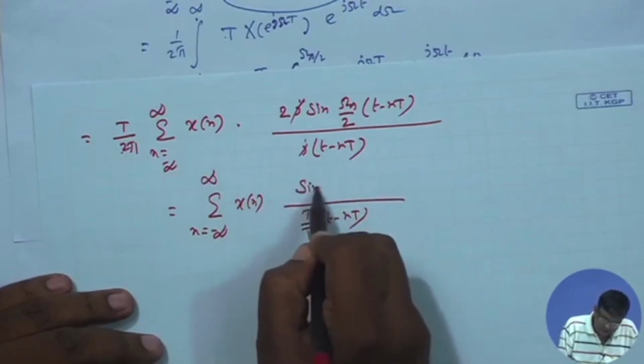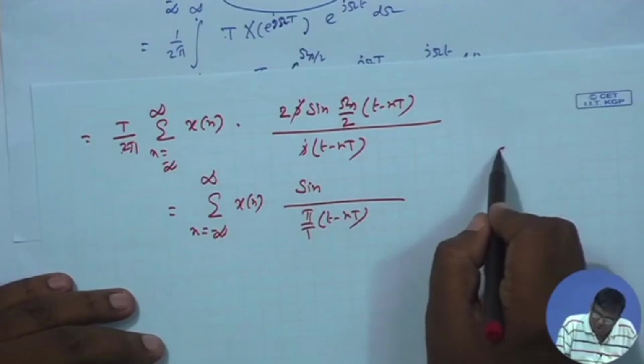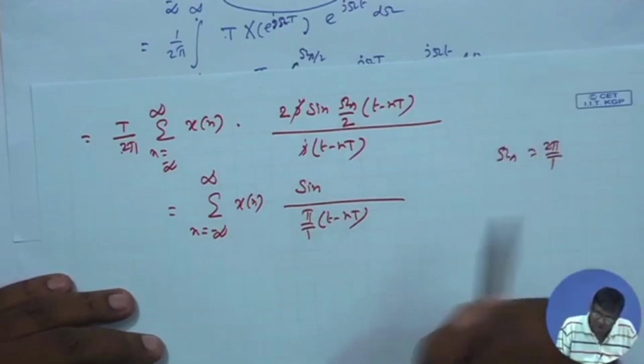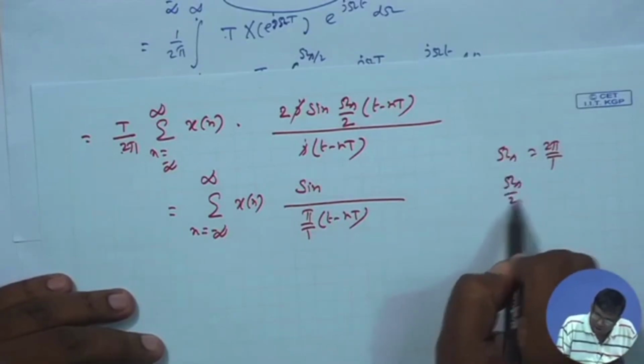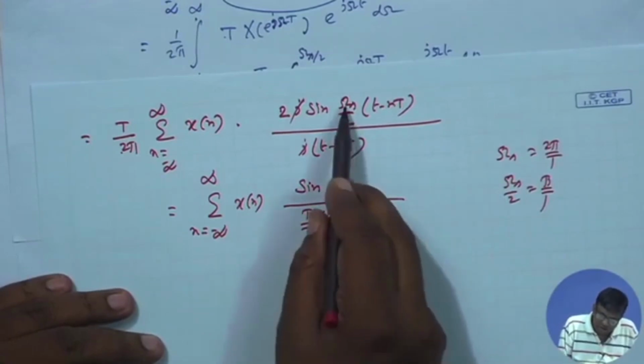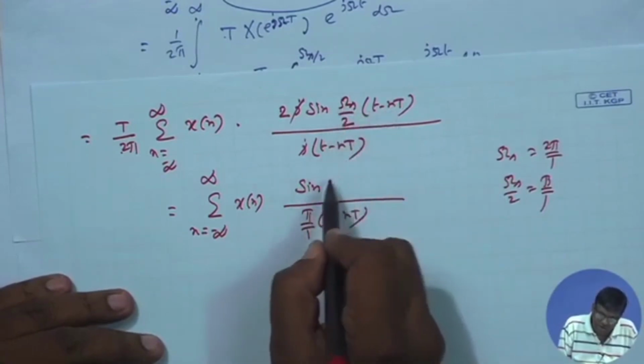sin omega s by 2, what was omega s? 2 pi by T. Okay. So, what is omega s by 2? It is pi by T. So, if I bring pi by T here, pi by T into (t minus nT).